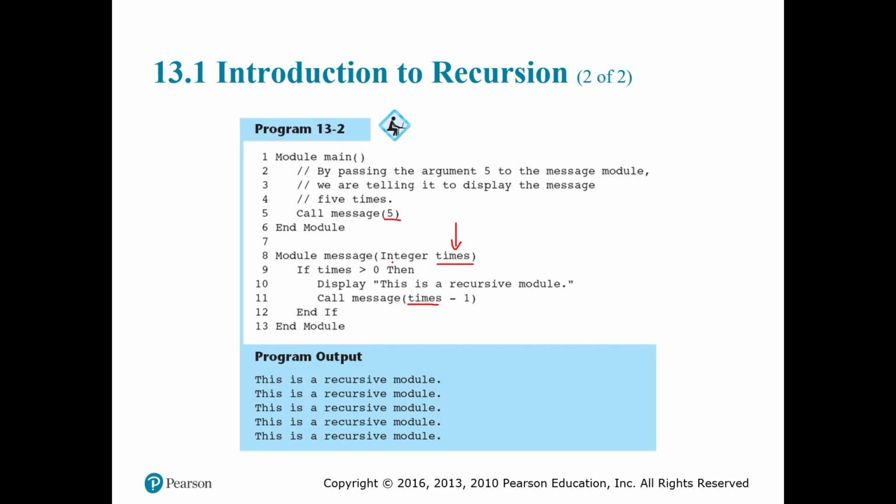And you might wonder why that is. It's because of this little if statement right here: if times is greater than 0. As we call this method over and over again, our times variable will eventually come down to 0, and then this module will stop calling itself.